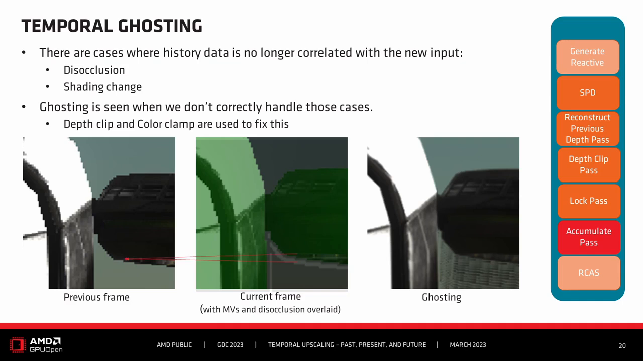But if we follow the motion vector of a pixel that does not contain the object anymore, but basically has been disoccluded, as highlighted in the frame now, we will end up on a pixel that in the previous frame still contained the object that has moved away. So basically we want to determine which pixels have been disoccluded, so we don't use the history for those pixels. And that will happen in the reconstruct previous depth pass and depth clip pass, which I'll be talking about next.